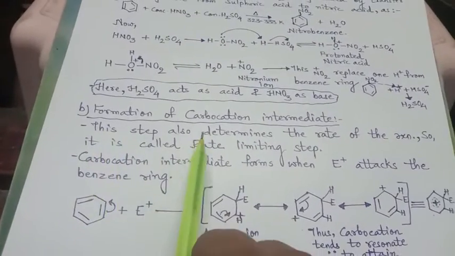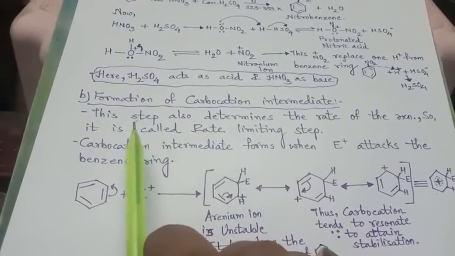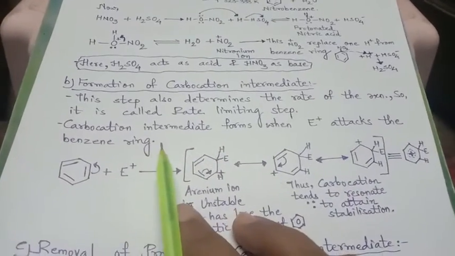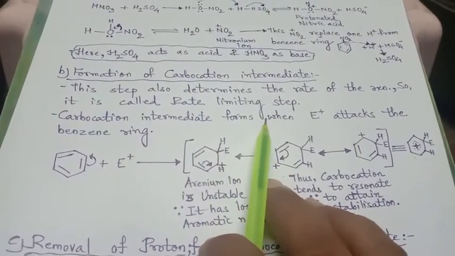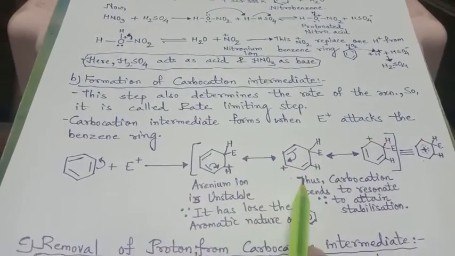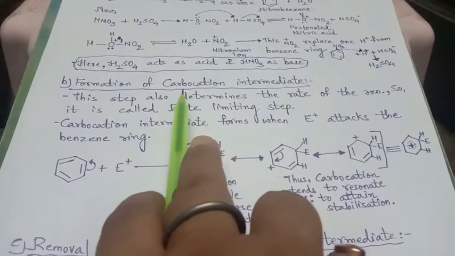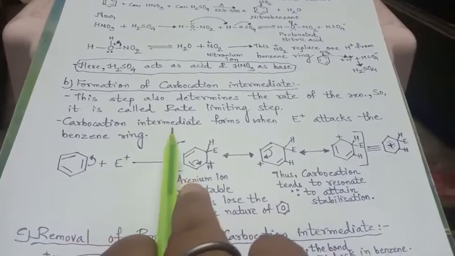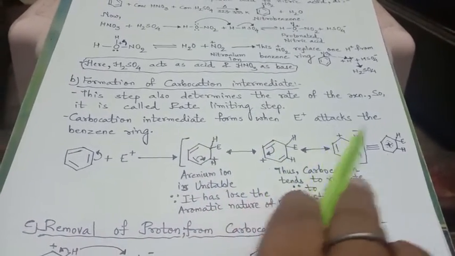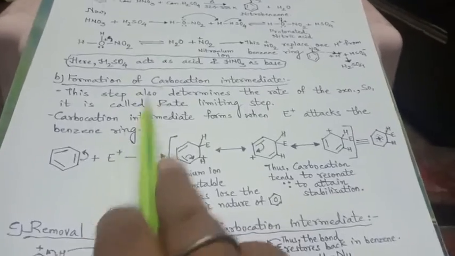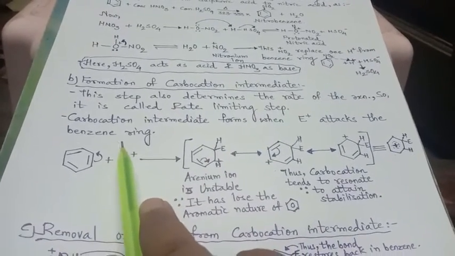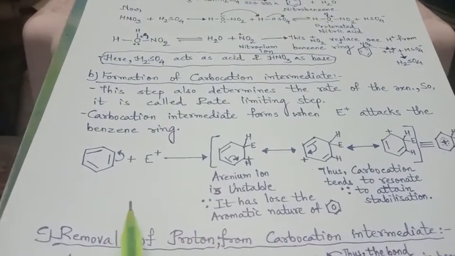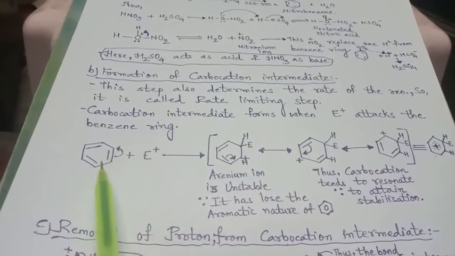Now comes the formation of the carbocation, that is the intermediate. This step also determines the rate of the reaction, so it is called the rate limiting step. How far the reaction will carry forward is also considered from this step, the carbocation intermediate formation. The carbocation intermediate forms when the electrophile attacks the benzene ring. In the first step it was attacking, replacing the hydrogen. Here the carbocation is formed when the electrophile directly attacks the benzene ring.